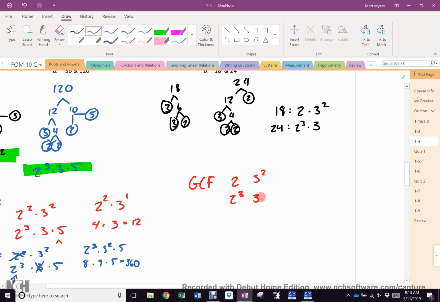What's common? Is 2 in both of them? Yep. What's the biggest amount of 2's that are in both of them? This guy has 1 2, this guy has 3 2's. What's the biggest 2's I can get out from both? 1 single 2. What's the biggest amount of 3's I can get out? 1 single 3. What's 2 times 3? 6, and that's my GCF.